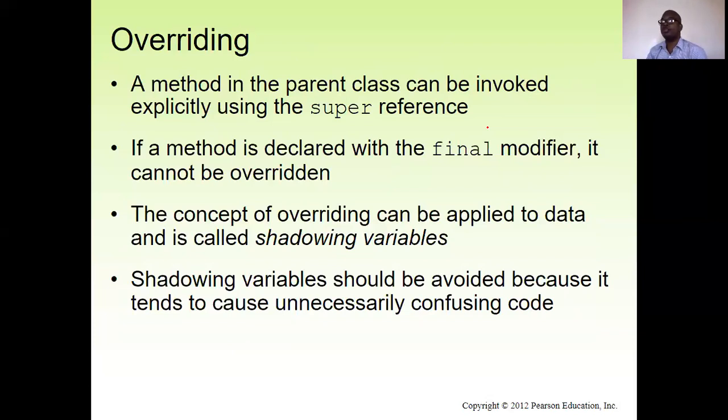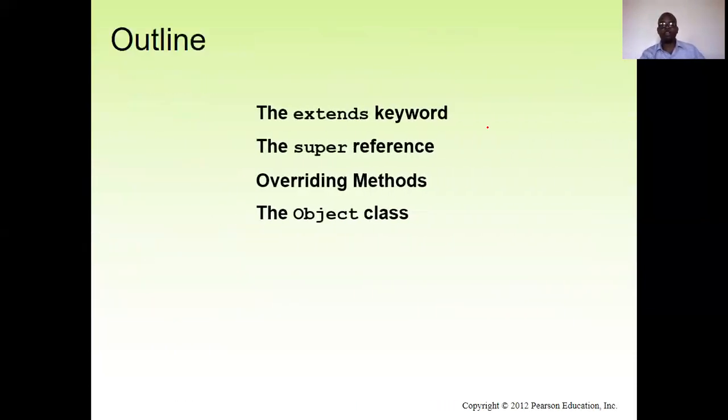All right? So that's one way of forcing things to be done a particular way. Now the concept of overriding can be applied to data, and that is called shadowing. I told you that already, right? But that creates confusion. Any questions?